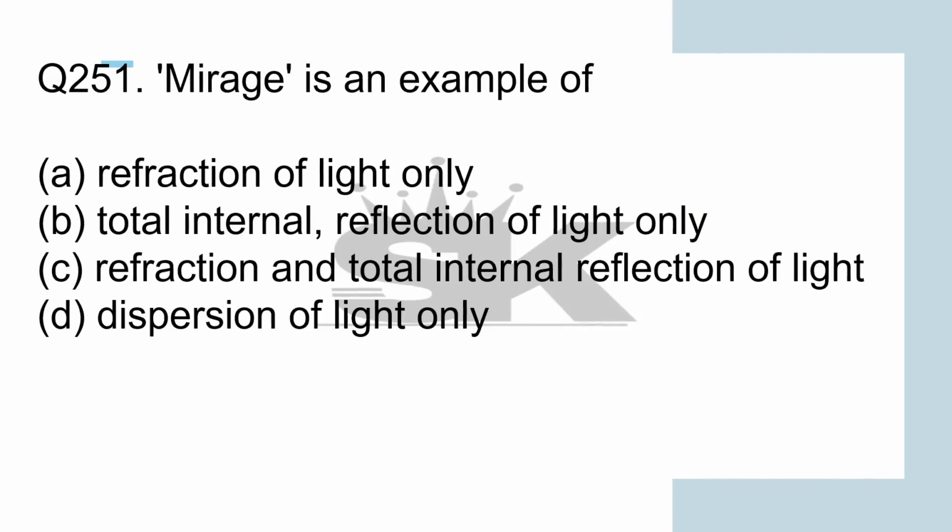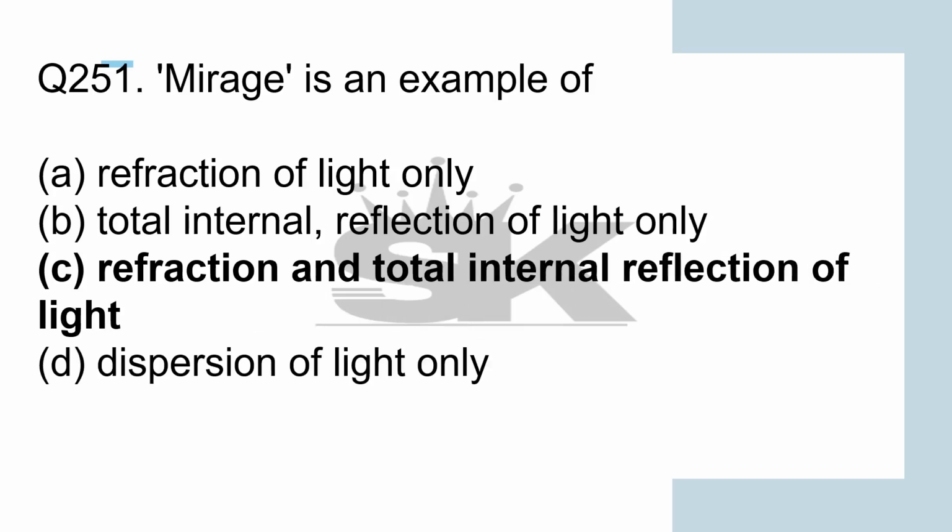Mirage is an example of refraction and total internal reflection of light. The angle of incidence i is smaller than the angle of refraction. Let me draw here. Suppose this is the glass and the upper part is air. This is the normal. So this is the angle of incidence i.